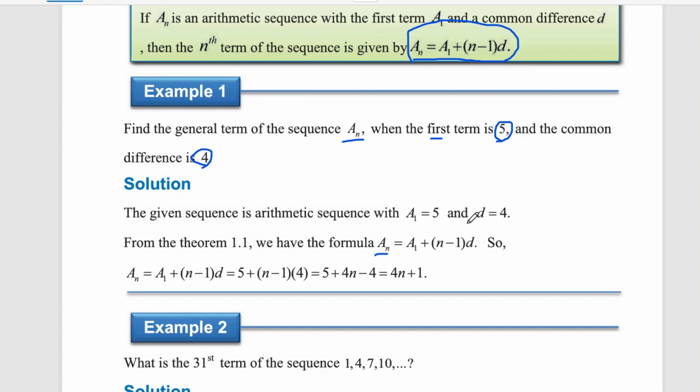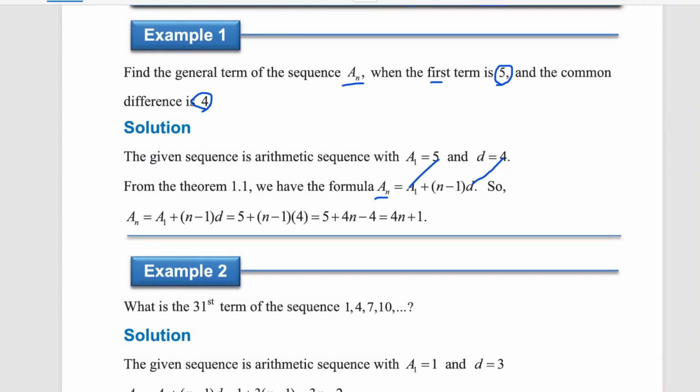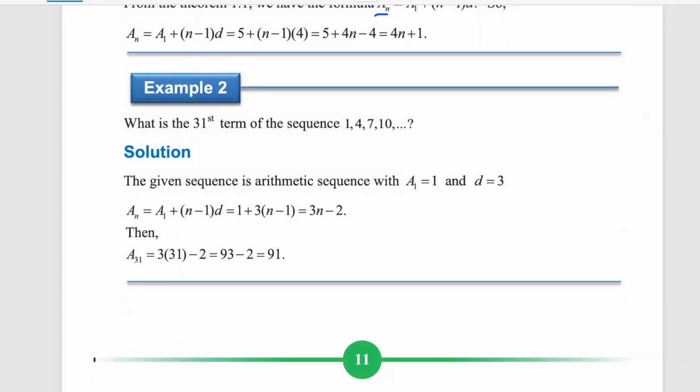See example 2. What is the 31st term of the sequence? 1, 4, 7, 10. Termii 31ffaa sequence kana maal ta'uu danda'edha? A1 keenya tokko, then 4, 7, 10. Sadiin dabalaa jira. Common difference keenya 3. So A31 barbaanna. By using that general term, we can find A31 because we have A1 and D equal to 3.